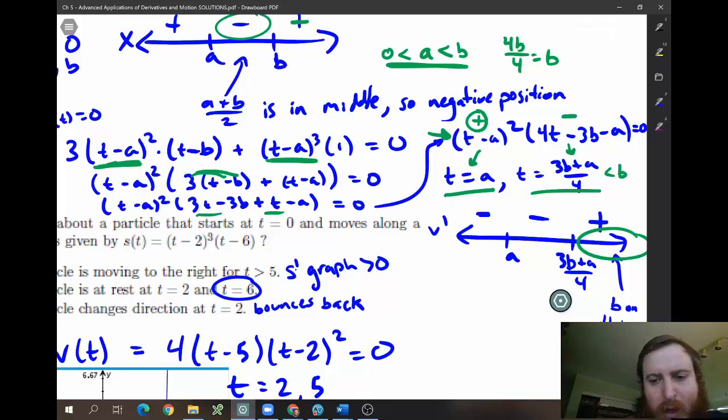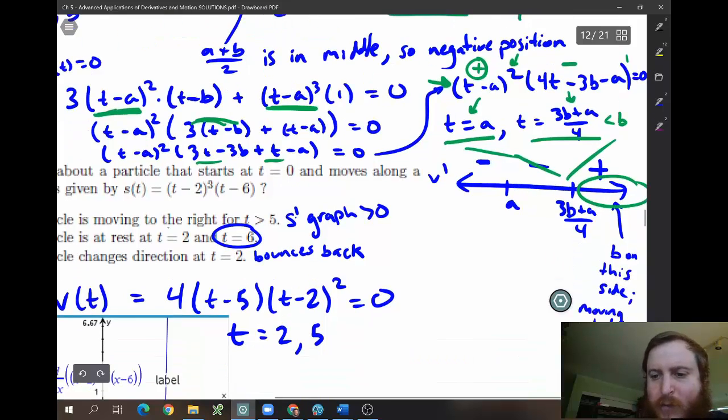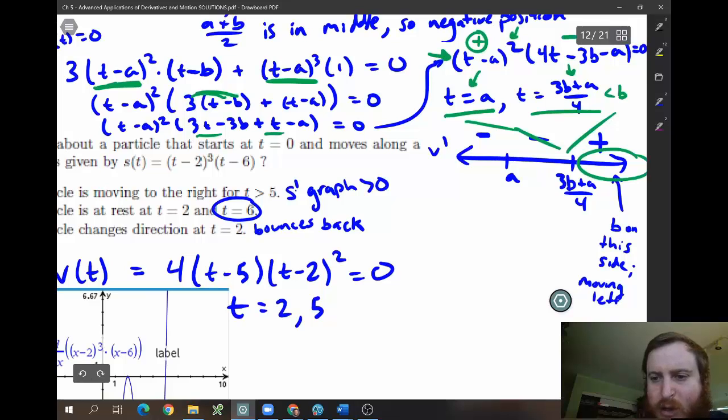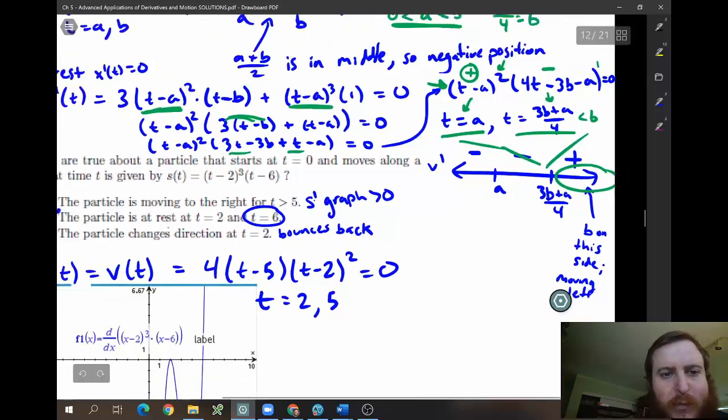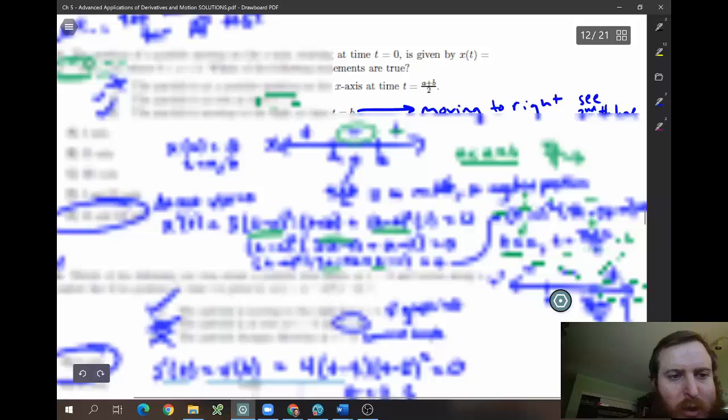Now I didn't plug anything else in. I just thought to myself, that's squared, and that's to the first power. So the squared, it's not going to change signs. So at a, it doesn't change signs. And then at the other point, it was odd, so it does change signs. So this is decreasing, decreasing, and increasing. So our particle is moving to the right at this last interval, which is where b is. So number 3 is also true.